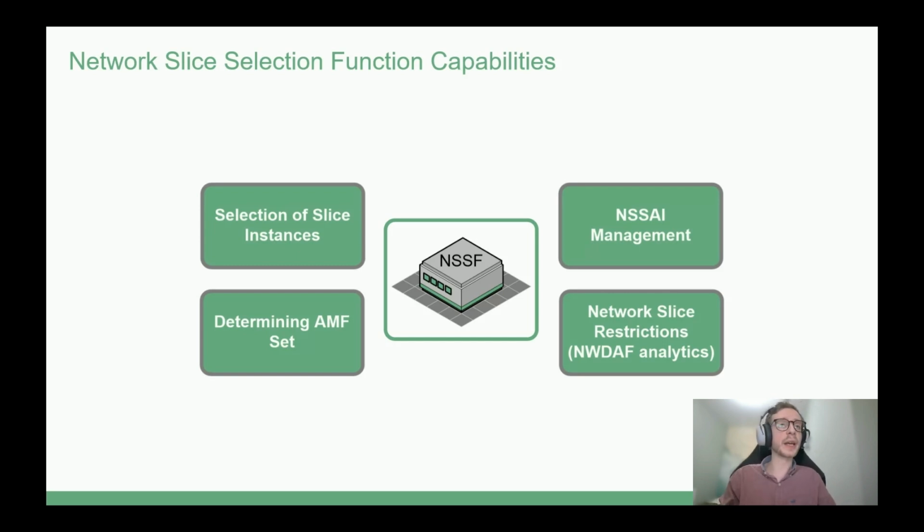Now, it's important to note here that in some implementations of network slicing, you may not actually see the NSSF. And that's because the AMF and the UDM together can potentially do these roles. In terms of network slice instance selection, the selection of slice instances and NSSAI management, that can be done by the UDM. And determining the AMF set and the network slice restrictions could potentially be done by the AMF.